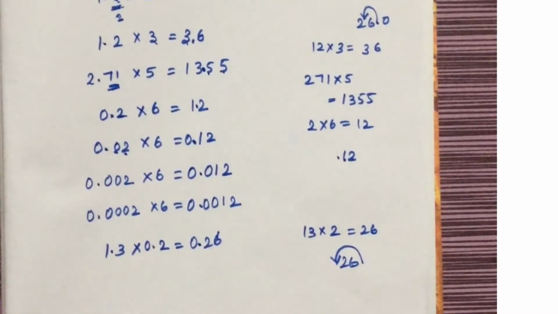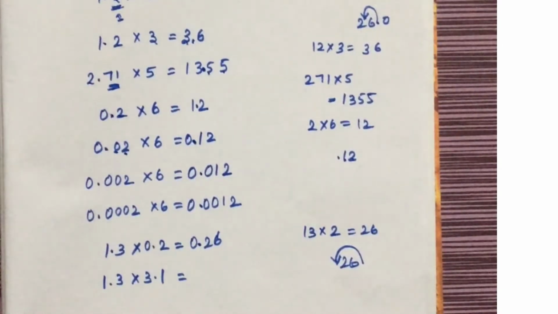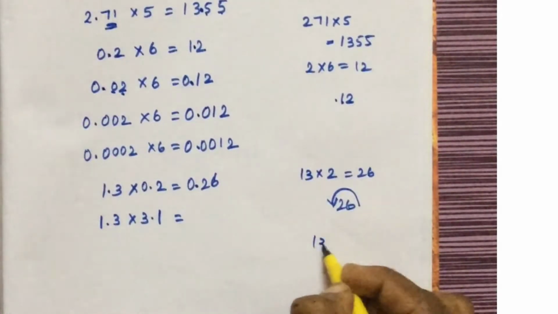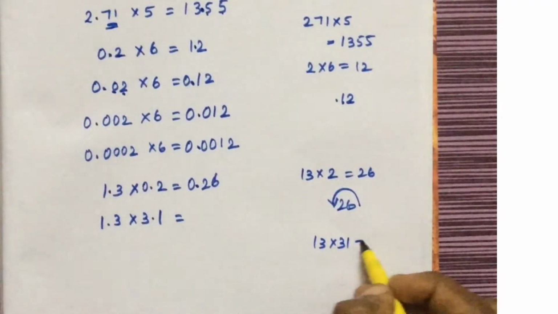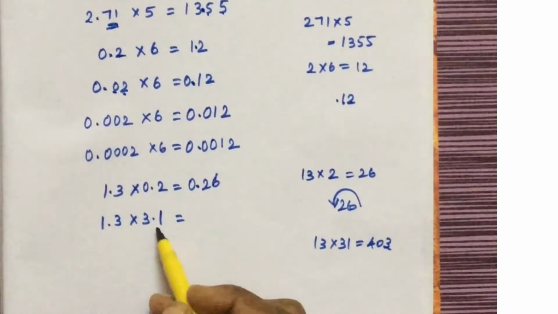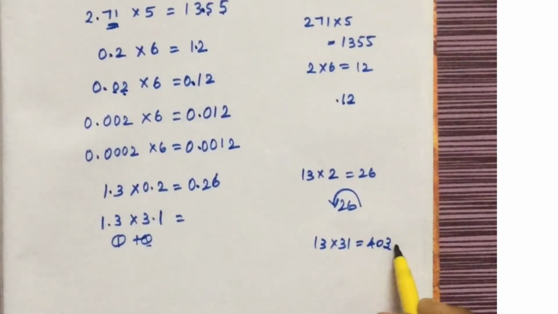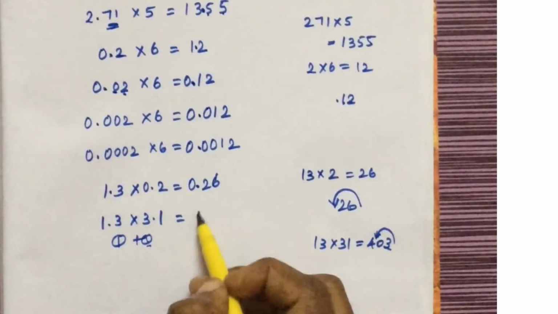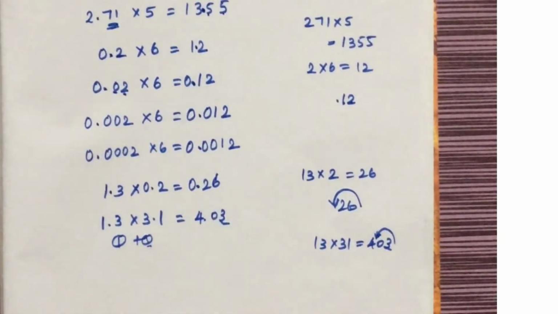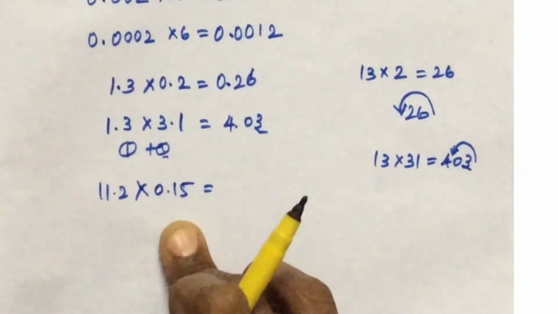We will solve a few more examples. What is 1.3 multiplied by 3.1? Do 13 multiplied by 31. That is 403. 13 multiplied by 31 is 403. So here there is one digit, here there is one digit. So count 1 plus 1, 2 digits. So from here you have to move here. Therefore 4.03. Next number is 11.2 multiplied by 0.15.